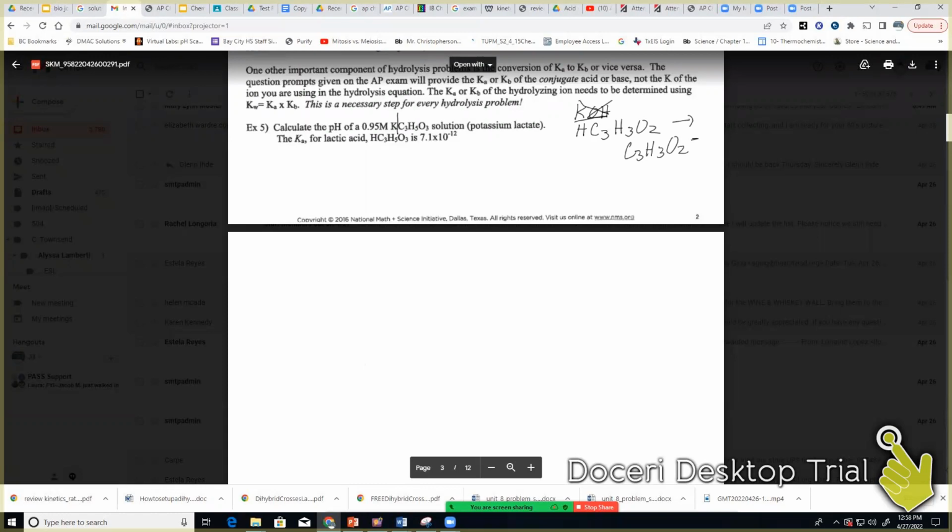So now when I look at these, I have to decide which one is going to hydrolyze or break water, and it's always going to be your conjugate. This isn't going to mess with water because it doesn't need anything else to be stable. This conjugate really wants to be this guy.